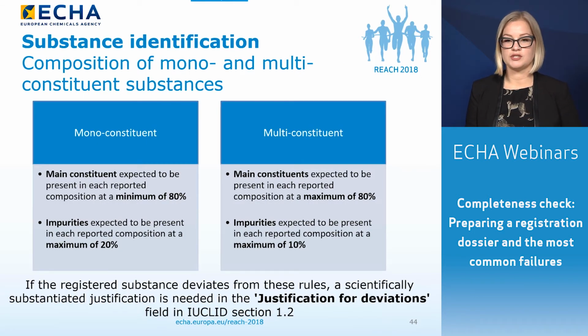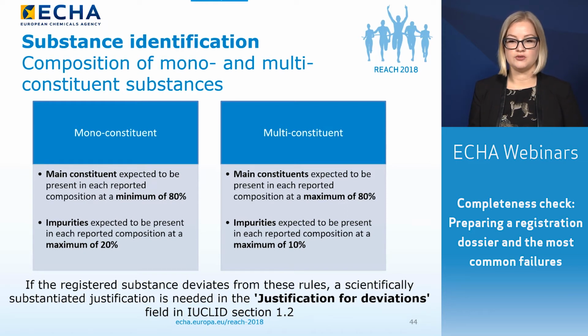Then we move on to constituents. First, I want to draw your attention to mono and multi-constituent substances. For a monoconstituent substance, the main constituent is expected to be present in each reported composition at a minimum of 80%, and impurities are expected to be present in each reported composition at a maximum of 20%.